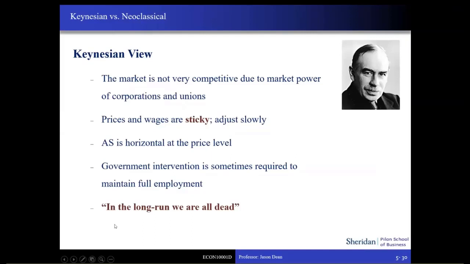His famous quote was, "In the long run, we're all dead." So if we're waiting for the long run, well, it's too long, we'll all be dead. So again, in the Great Depression, just to give you some context, the unemployment rate was something like 25% in probably the early 1930s.